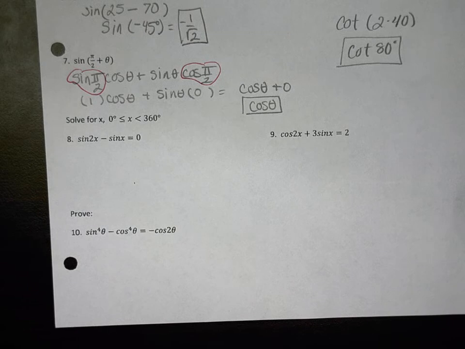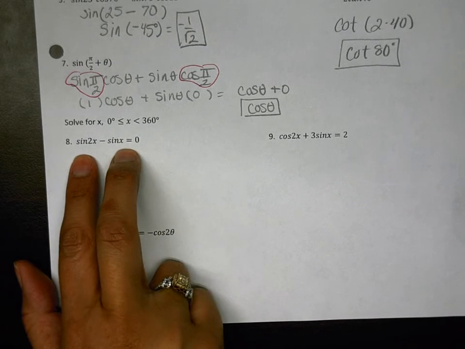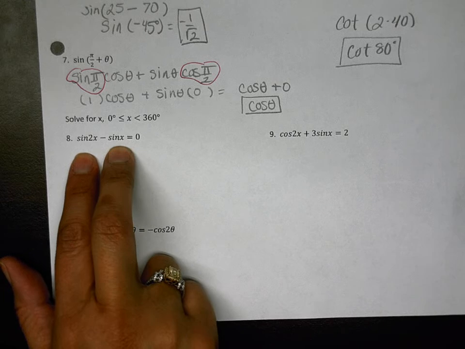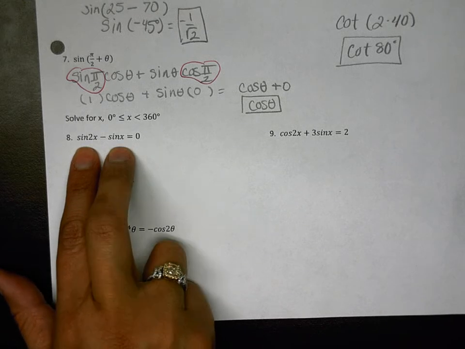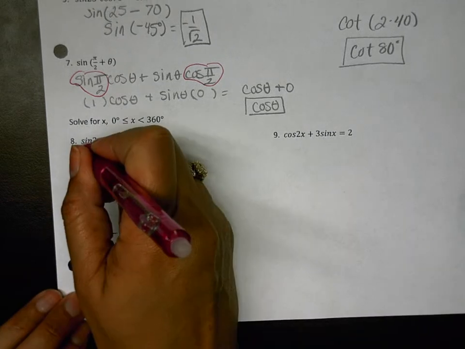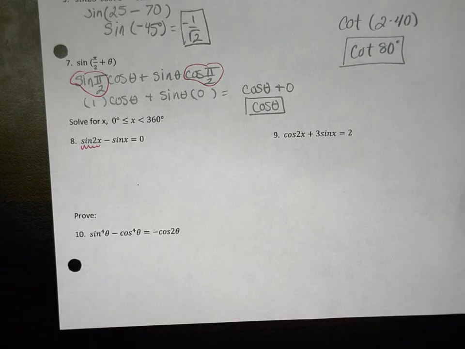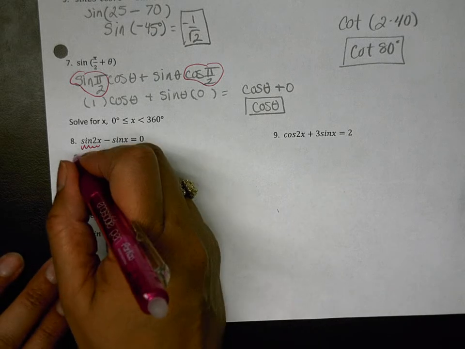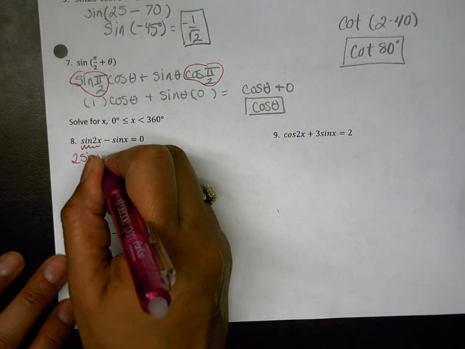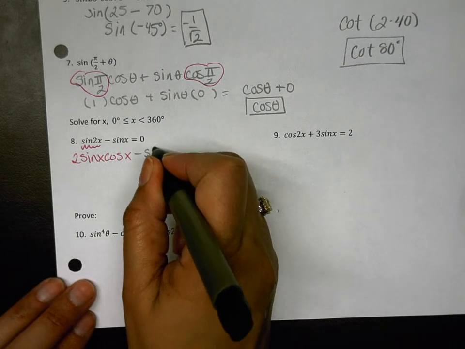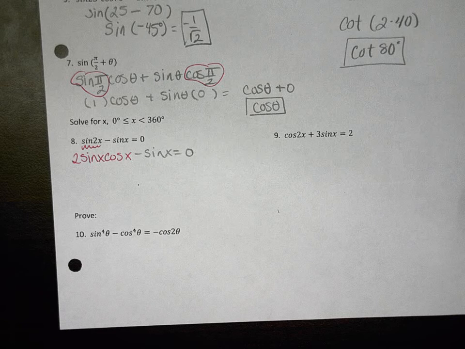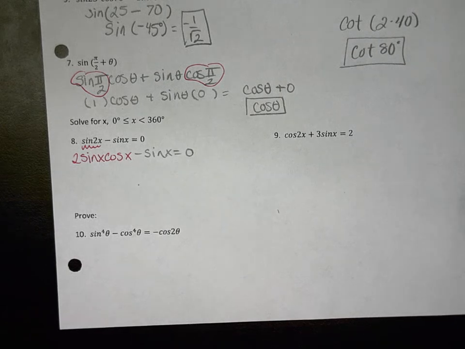All right, next one. I'm hoping you can recognize that those are not like terms. I cannot combine them. There's not even a GCF. Sine 2x and sine x. There's not a GCF. But I can change the sine 2x. Can you guys see that? And sine 2x, there's only one choice. 2 sine x cosine x minus sine x stays the same. Equals 0, stays the same.